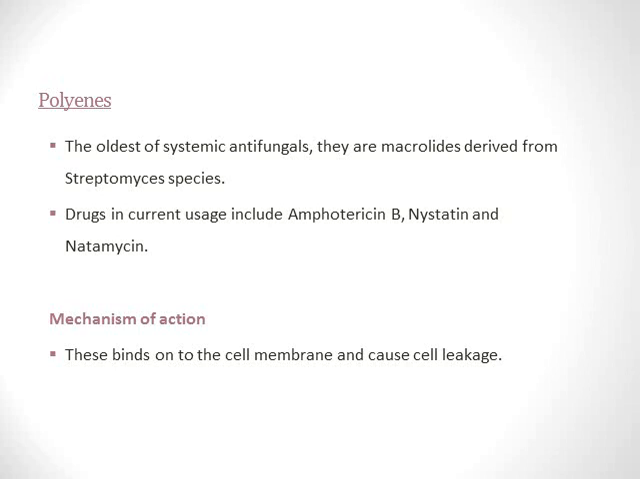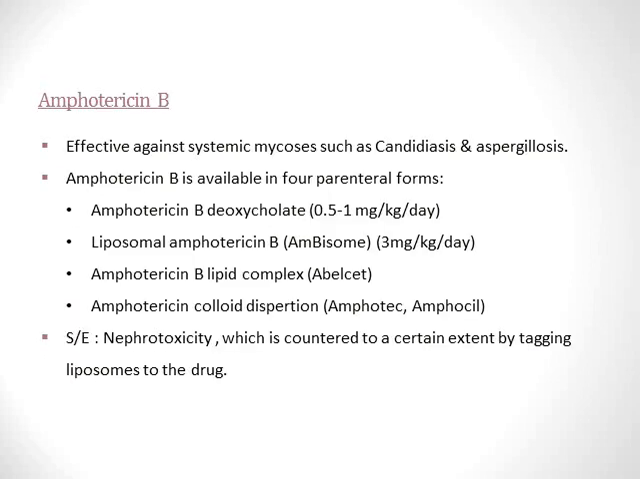Polyenes are antifungals which are macrolides derived from Streptomyces species: amphotericin B, nystatin, and natamycin. They bind to the cell membrane causing leakage. Amphotericin B is used in systemic mycosis such as candidiasis and aspergillosis. It's available in 4 parenteral forms: amphotericin B deoxycholate, liposomal amphotericin B, amphotericin B lipid complex, and amphotericin colloidal dispersion. Side effect is nephrotoxicity, which is countered to a certain extent by tagging liposomes to the drug.